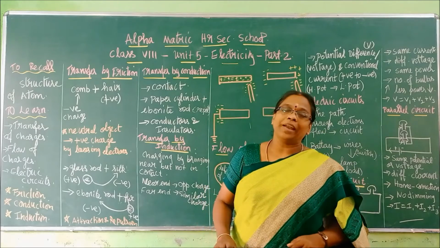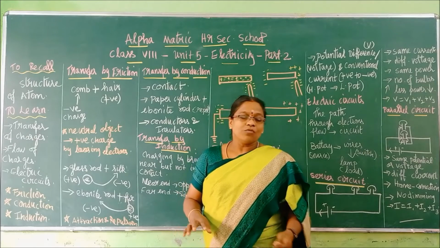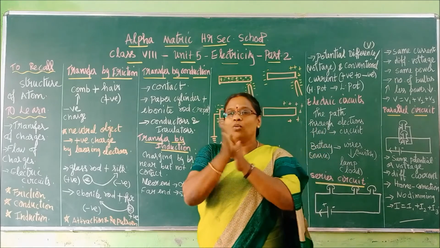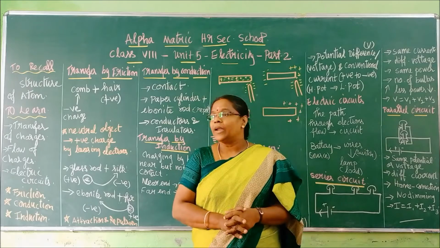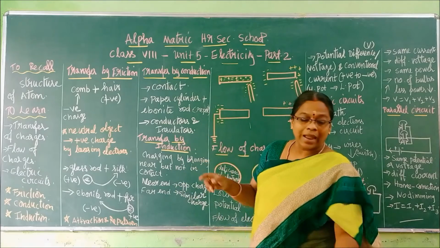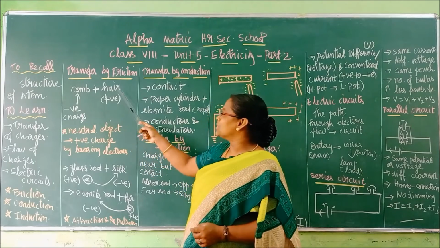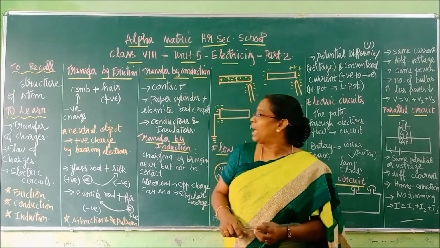That is what I had explained just now, with the bits of paper. So friction means what, children? Moving of bodies, moving on one another. We learned in the force, pressure and friction lesson. So here I had taken a scale instead of a comb. That is scale plus hair. When I rub the scale on my hair, what will happen?